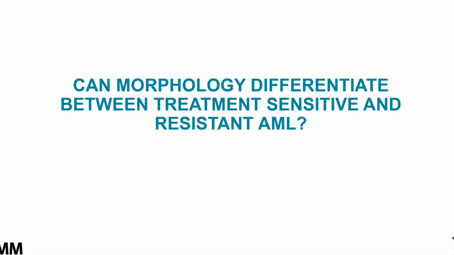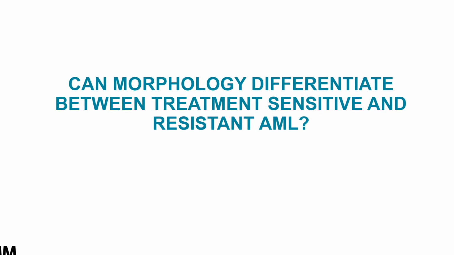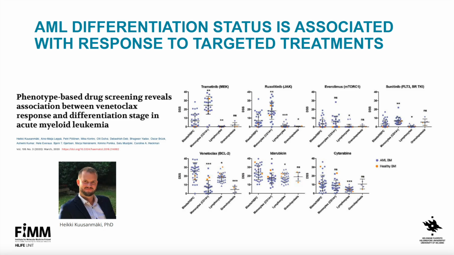And this was also based on a paper that was published several years ago when Heikki was a PhD student in my group. What he showed was that with several targeted drugs, like the MEK inhibitor, trametinib, or the JAK inhibitor, ruxolitinib, and also venetoclax, we could clearly see a difference in response between different cell subtypes within the same patient sample.